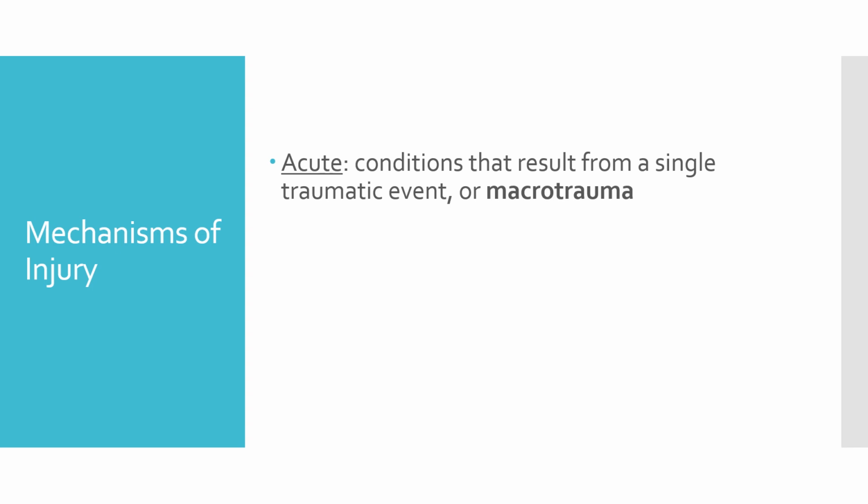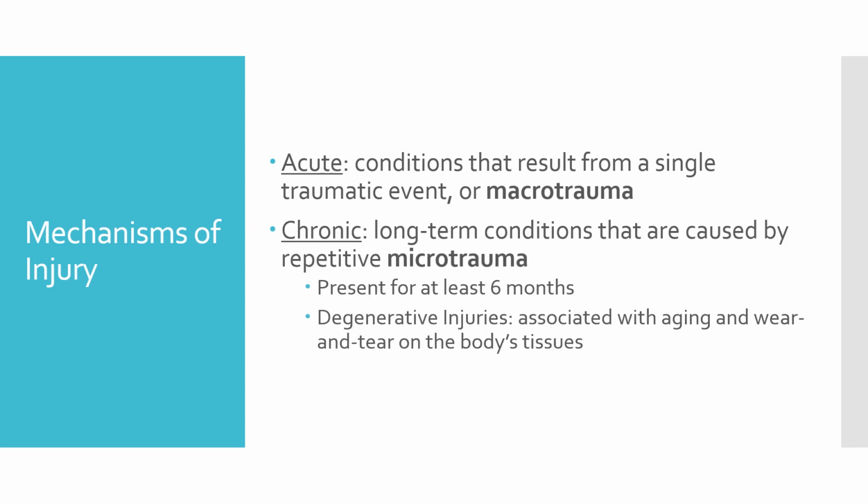These are also called overuse injuries, like runner's knee, tennis elbow, swimmer's shoulder. By definition, we consider an injury chronic when it's been present for at least 6 months. These can be particularly challenging to treat because the tissue has undergone prolonged stress and adaptation.